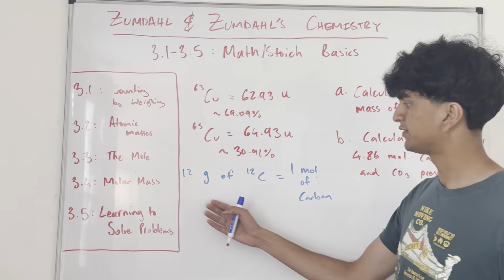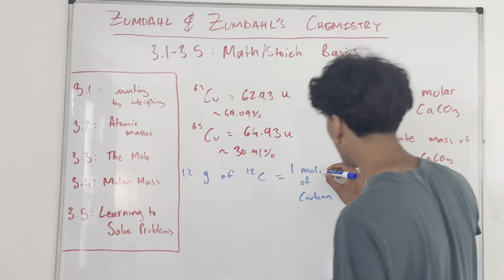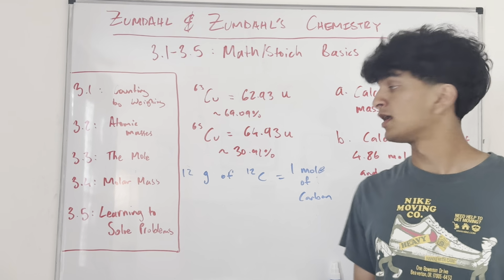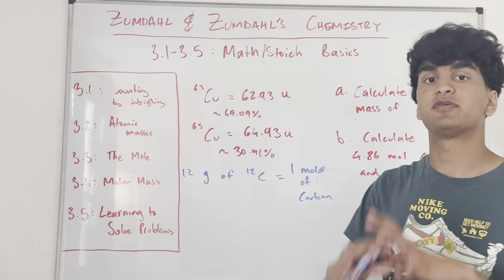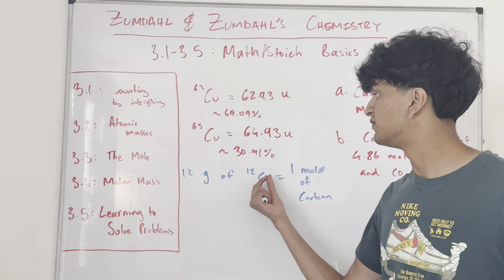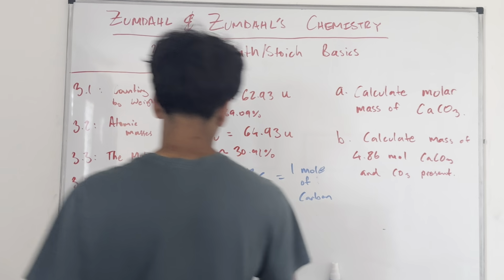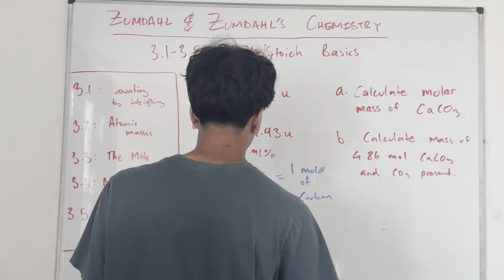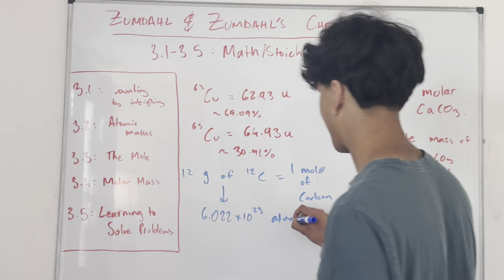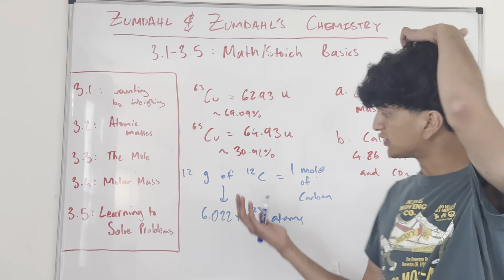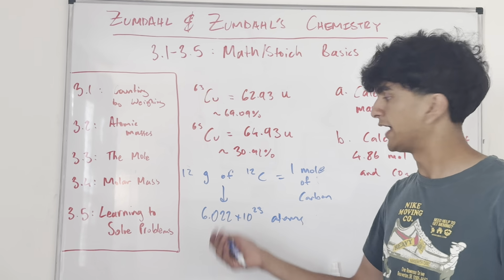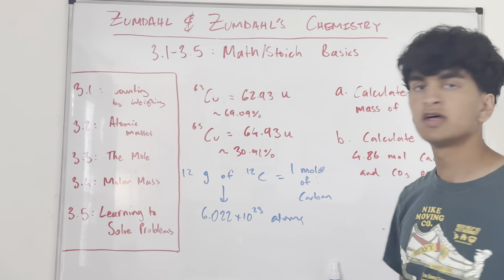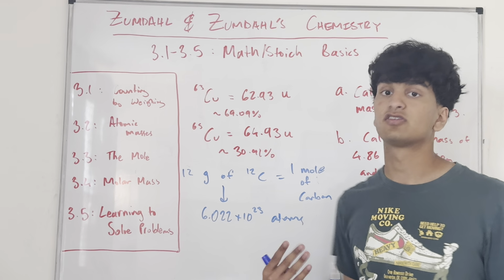So 12 grams of carbon 12 is what we call 1 mole of carbon. So 1 mole is representing a number. 12 grams of carbon 12 will end up actually having about 6.022 times 10 to the 23 atoms. This is the amount of atoms. If I were to go to the microscopic level, I can't, but if I were to do that and count the amount of atoms in 12 grams of carbon 12, it's going to be 6.022 times 10 to the 23, right?